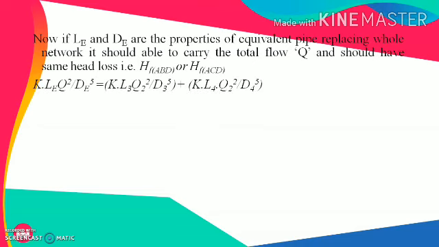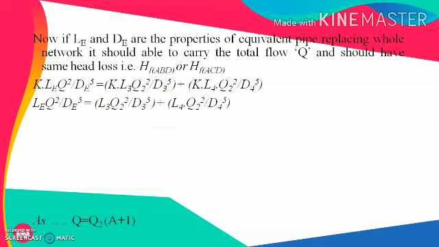So it will be K LE Q square upon DE raised to 5, which will be the head loss of the equivalent pipe, equals K L3 Q2 square upon D3 raised to 5 plus K L4 Q2 square upon D4 raised to 5. Now we can eliminate the common term K from the right hand and left hand side. So the equation now has been reduced to LE Q square upon DE raised to 5 equals L3 Q2 square upon D3 raised to 5 plus L4 Q2 square upon D4 raised to 5.